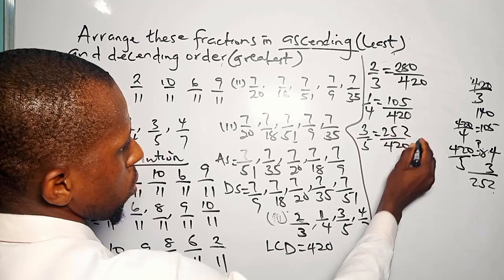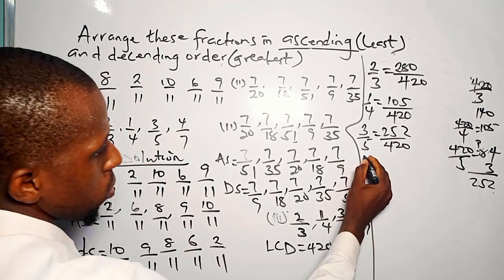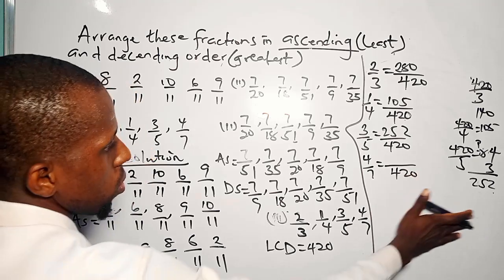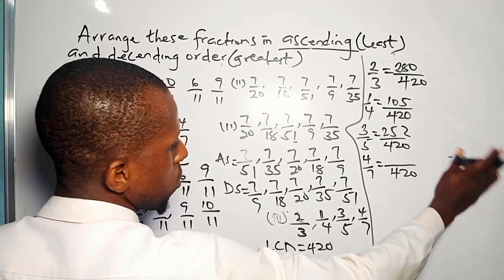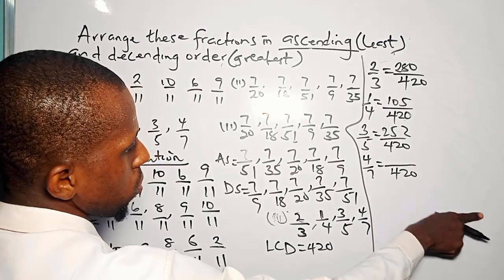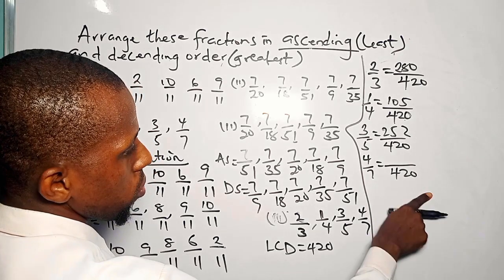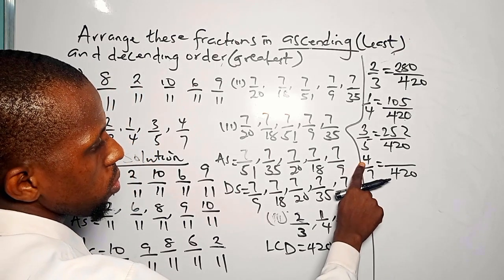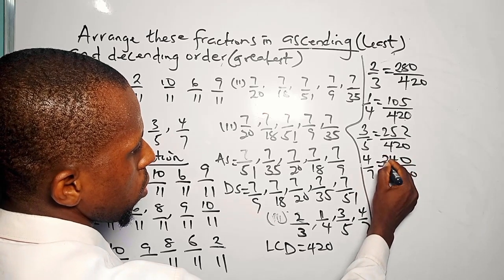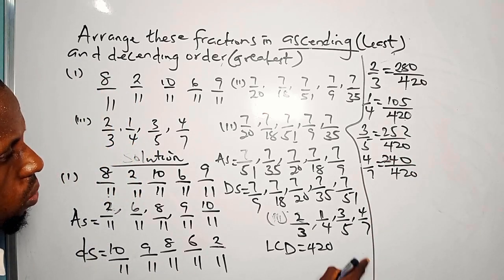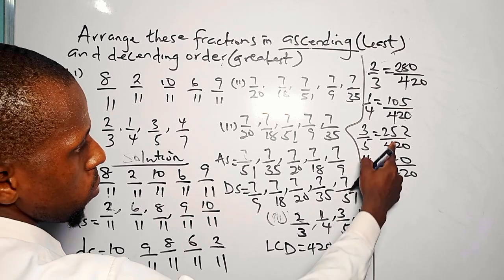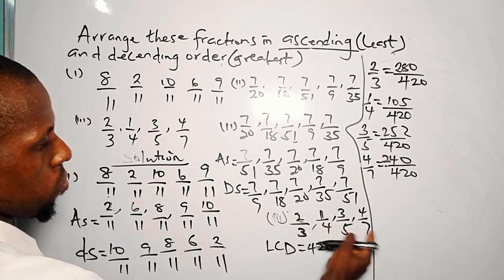And the last one is 4 over 7. So we set up 420. When we divide 420 by 7, that should be 60, since 7 times 6 is 42. So we have 60, and 60 times 4 is 240. Now we have worked out the new numerators for this first set of fractions.